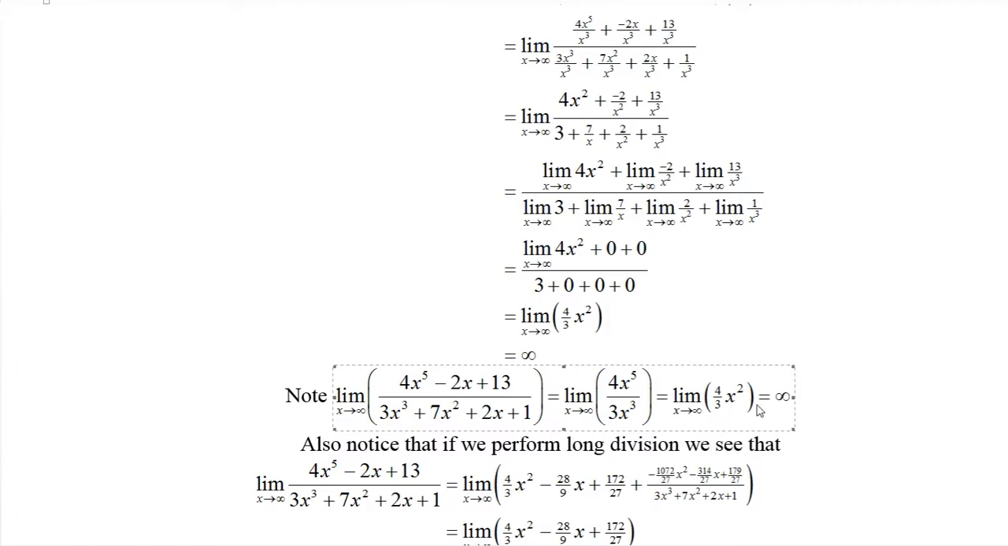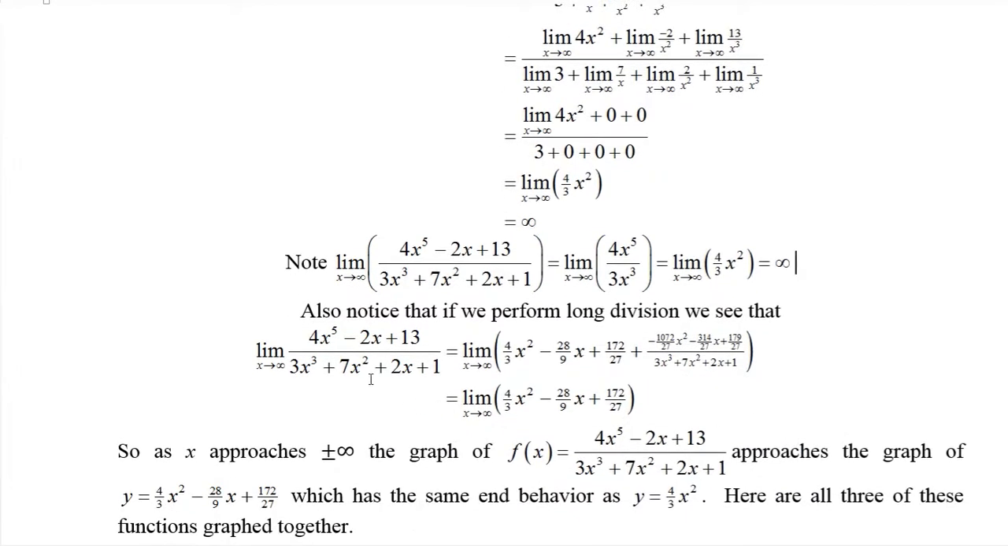Well, we know that 4/3 x squared goes to infinity on the right, and of course if you take the limit as x goes to minus infinity, 4/3 x squared also goes to infinity. So this is going to have end behavior like 4/3 x squared. Also notice if we do long division, this might be a little bit complicated of a long division problem, but you could do it by hand. I did it with a CAS calculator.